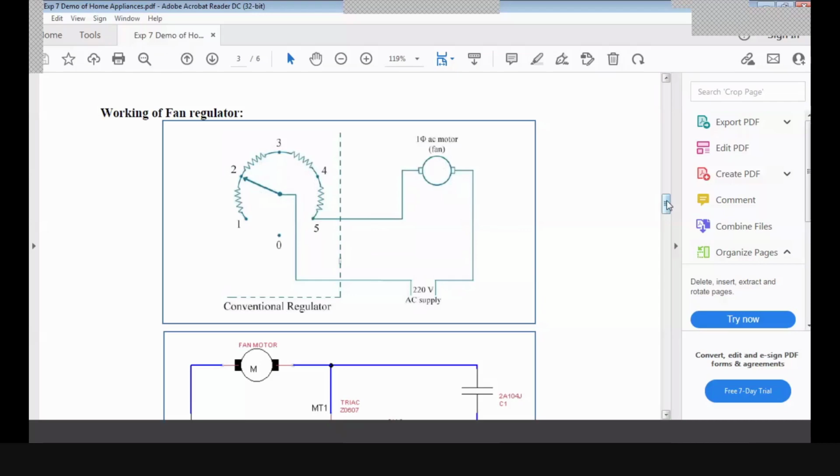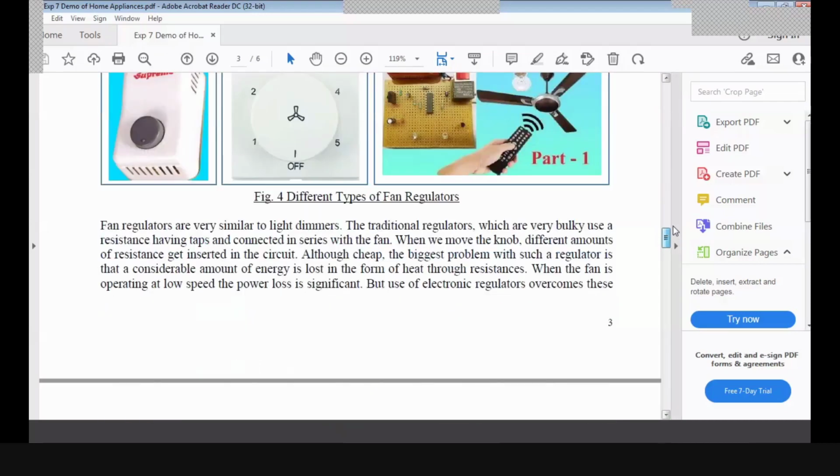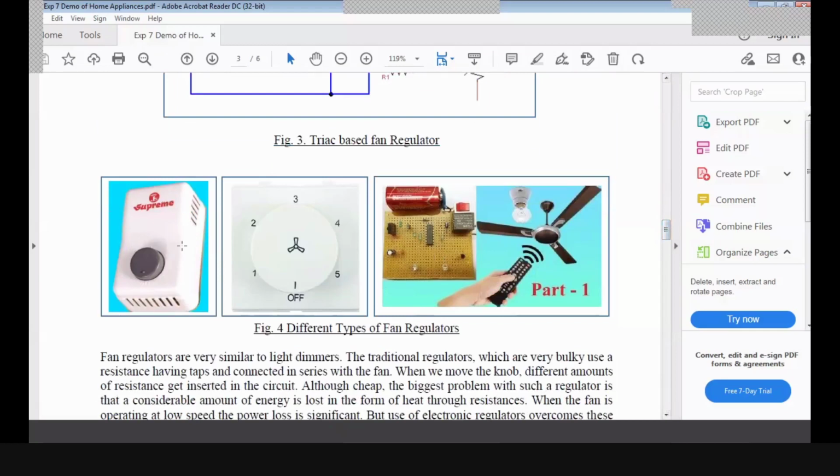So this is how this conventional regulator works. This is the picture of the conventional regulator. Earlier we used this type of fan regulator. Nowadays modern regulators have come into the picture, and these are the modern regulators. So what is the problem with these conventional regulators? The problem is the power loss. Significant power loss is there, because we are cutting the resistors, so I square R losses will be more.